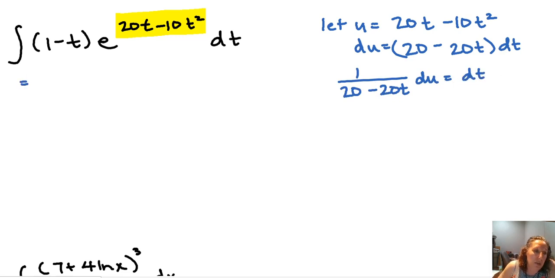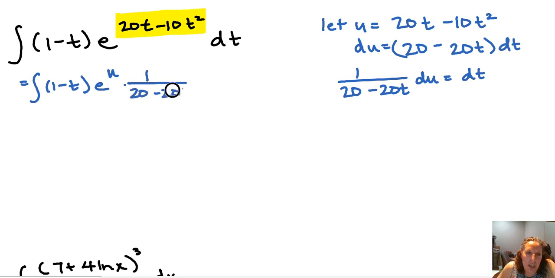All right, so if we plug back in our integral, 1 minus t, we didn't do anything with that just yet, so I'm going to leave that. And then we've got e to the exponent here is what we called u, so that's going to be e to the u. And then dt is going to be replaced with 1 over 20 minus 20t du. Now we cannot integrate this until we have everything in terms of u's. We have to get rid of all of those t's.